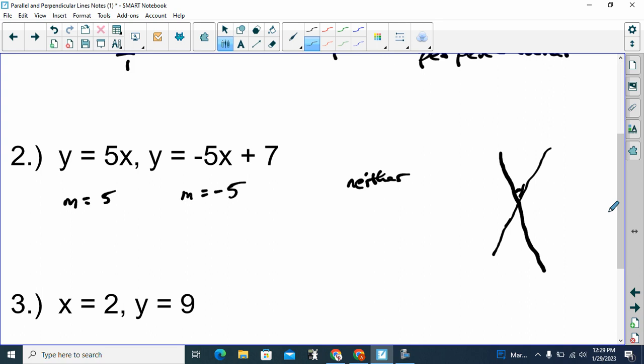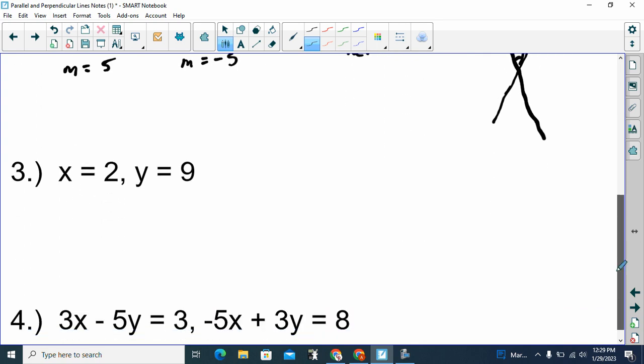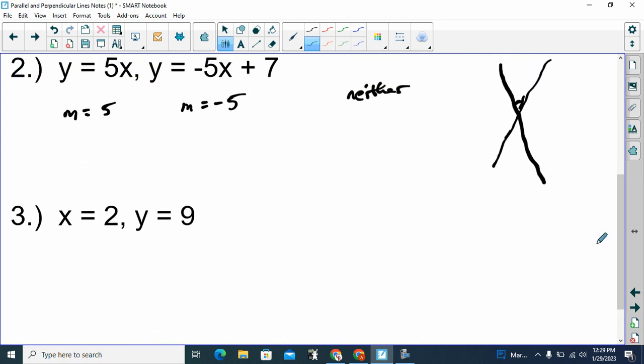Number 3 is a little bit different here. We're given x equals 2 and y equals 9. Notice this is not in slope-intercept form, y equals mx plus b. I can't think through what the slope of that is with slope-intercept form.